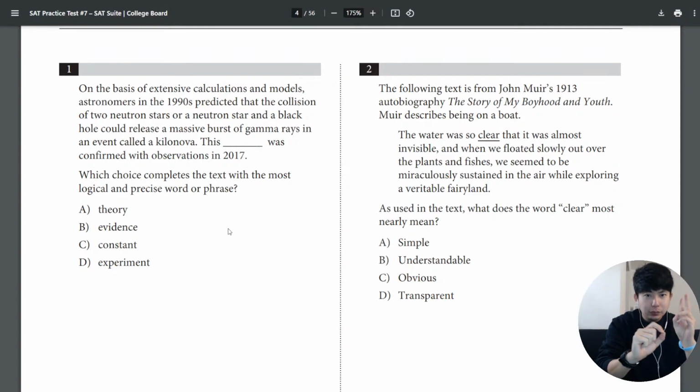So, vocab. First of all, you have to know for the vocab, as you may already know, that there are two types of vocab questions on the SAT. There is what I call the regular vocab, which is on the left side. Which choice completes the text with the most logical and precise word or phrase? They really like that wording, logical.